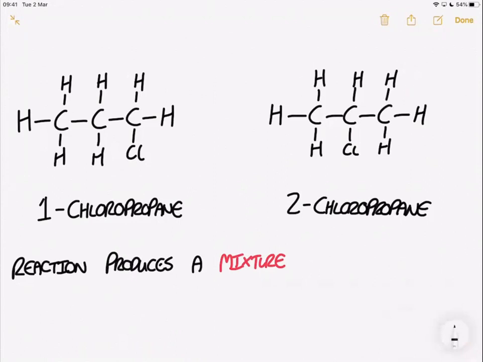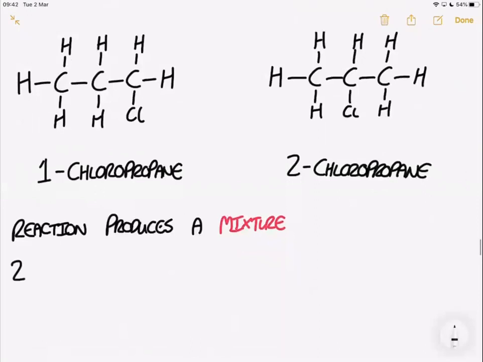However, the key thing is that they are not produced in equal quantities. So it's not like a 50-50 mixture. It's not like 1 molecule of 1-chloropropane is produced for every 1 molecule of 2-chloropropane. It's not an equal probability of making each of these things, right?